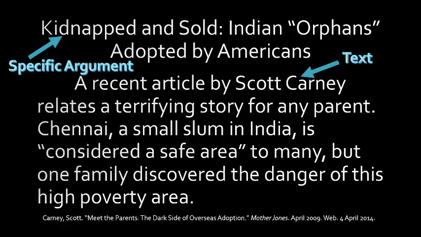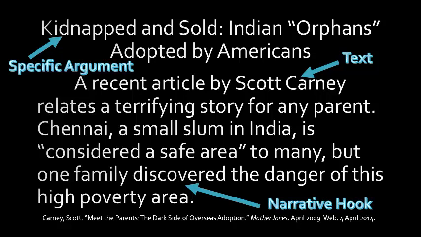So if we're going to make Subhash a main part of our argument, you might mention the author and the title of the article name. And here is the beginning of our narrative hook. So your paper begins with the title, "Kidnapped and Sold, Indian 'Orphans' Adopted by Americans." Our text, a recent article by Scott Carney, relates a terrifying story for any parents. So this is also a hook. People are like, ooh, terrifying story, okay.